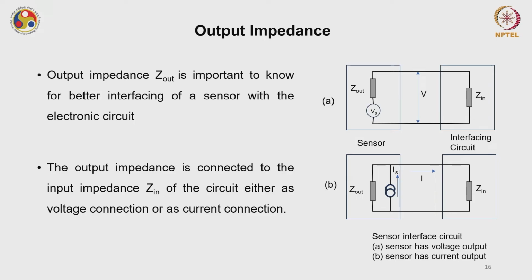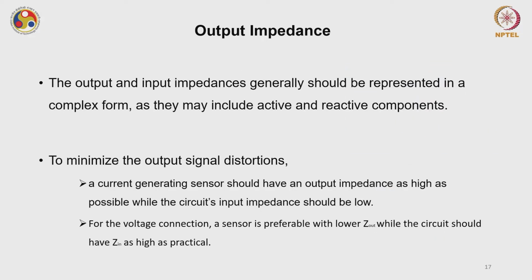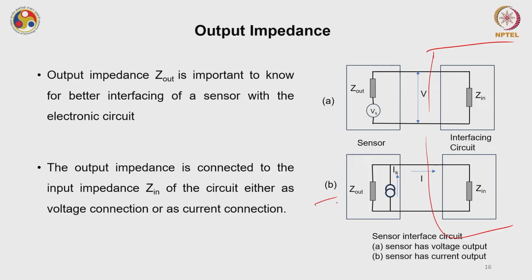You can see in case A a sensor has a voltage output. In case B, the sensor has a current output, and it is connected to the interface circuit, which is the right hand side portion of this figure. Output and input impedance generally should be represented in a complex form, as they may include active and reactive components. To minimize the output signal distortion, a current generating sensor, figure B, is a sensor where current is the output.